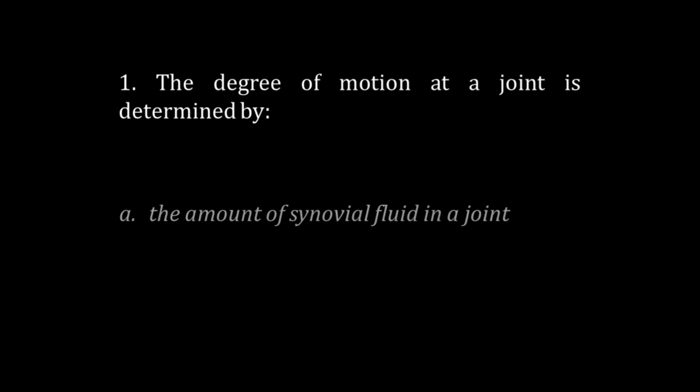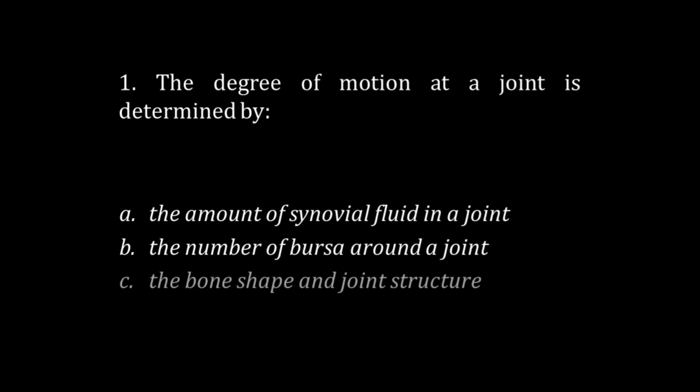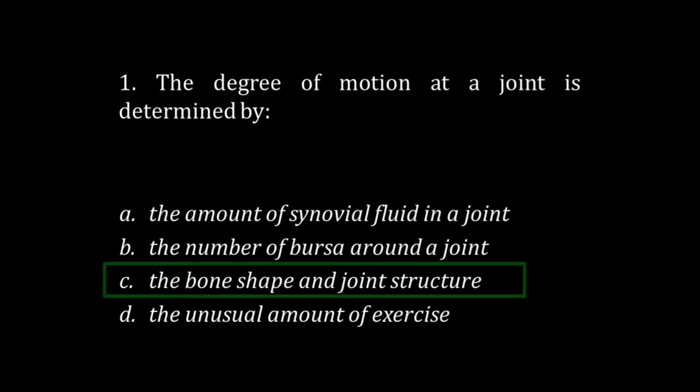The degree of motion at a joint is determined by A. The amount of synovial fluid in a joint. B. The number of bursa around the joint. C. The bone shape and joint structure. D. The unusual amount of exercise. The correct answer is letter C. The bone shape and joint structure.